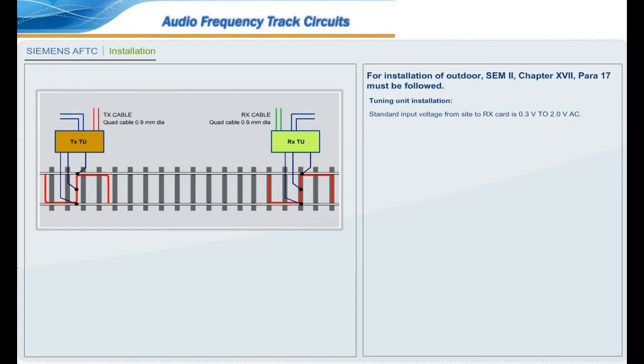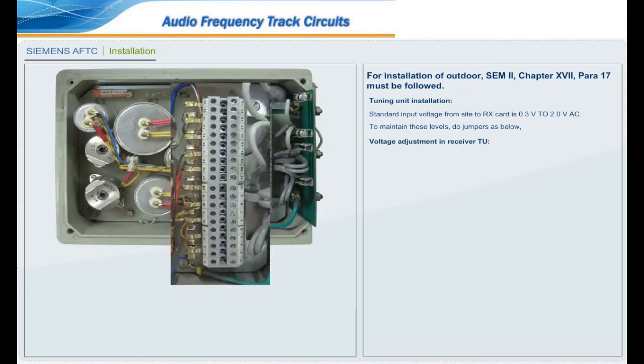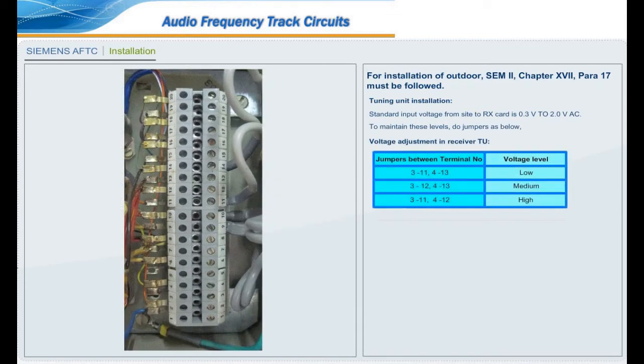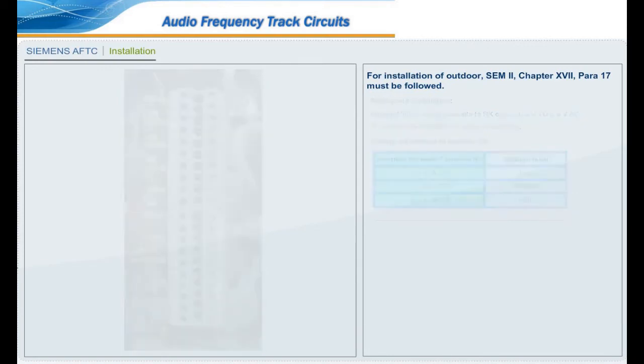Standard input voltage from site to RX card is 0.3 volt to 2 volt AC. To maintain these levels, do jumpers as below. Voltage adjustment in receiver TU. Jumpers between terminal number 3 and 11, 4 and 13 has low voltage level. Jumpers between terminal number 3 and 12, 4 and 13 has medium voltage level. Jumpers between terminal number 3 and 11, 4 and 12 has high voltage level.